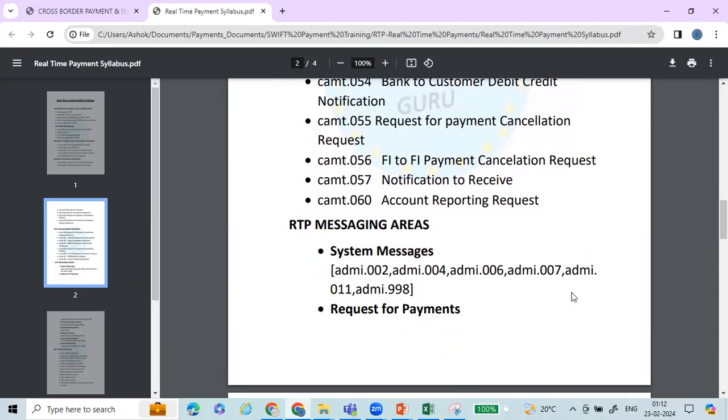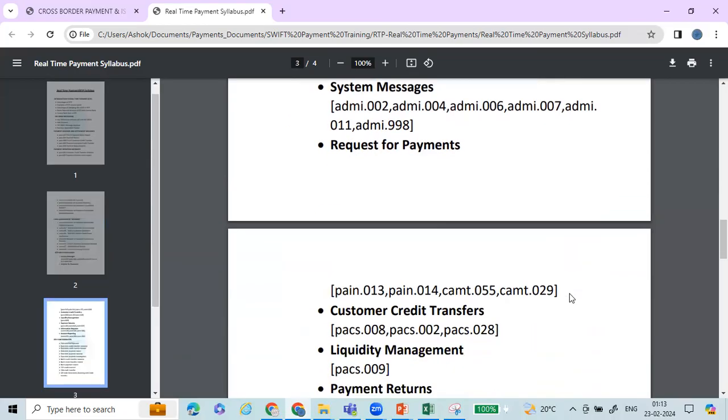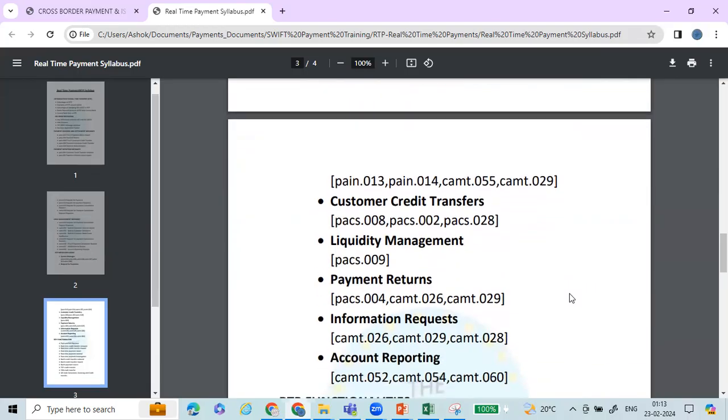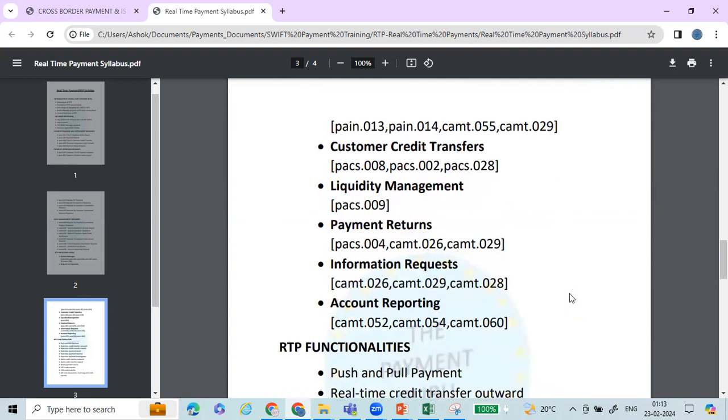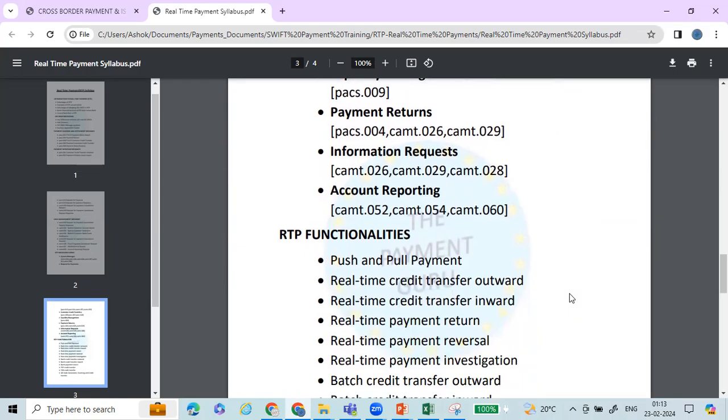Similarly, in real-time payment messaging areas, we will be covering the system messages, which include the admin messages, that is 002, 4, 6, 7, 11, and 9 and 8. And then request for payments, which includes pain.013, 014, cash management 055, and 029. Customer credit transfers, which is 008, 002, and 028, would be part of it. And then we have package 9, which is liquidity management, and then payment returns, account reporting, information requests.